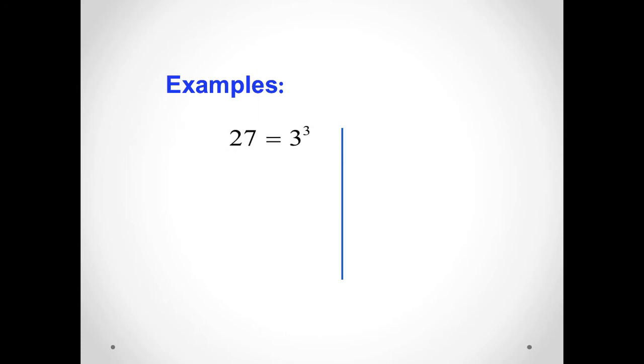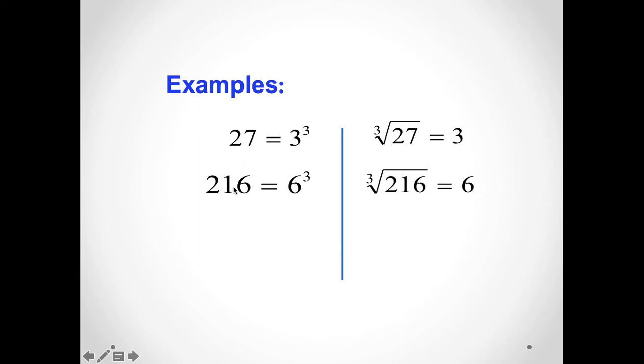So here are the examples. 3 cube, and the cube is represented with a small 3 on the number. So 3 cube is 27. So what will be the cube root of 27? 3. So it's just the opposite, cube and cube root. Similarly, how we did square and square root is the same as cube and cube root. Cube of 6 means 6 times 6 times 6 is 216. So what is the cube root of 216? 6.